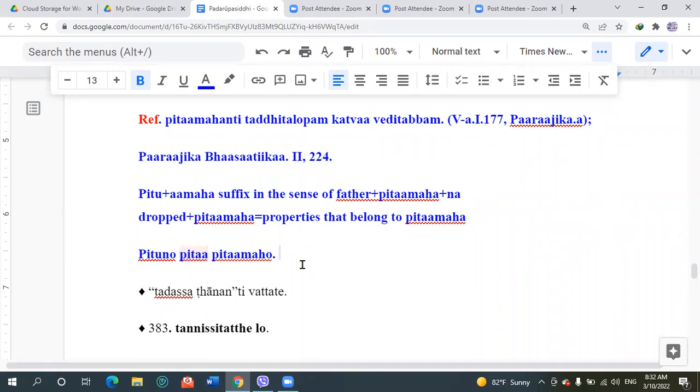But how to say it? It should be many successive fathers, previous fathers: grandfather, great grandfather. Yeah, because basically it's like the Taddhitakaṇḍa, like this.